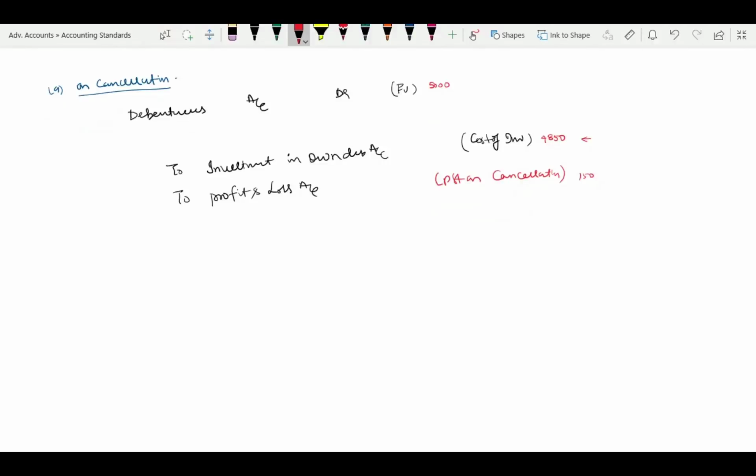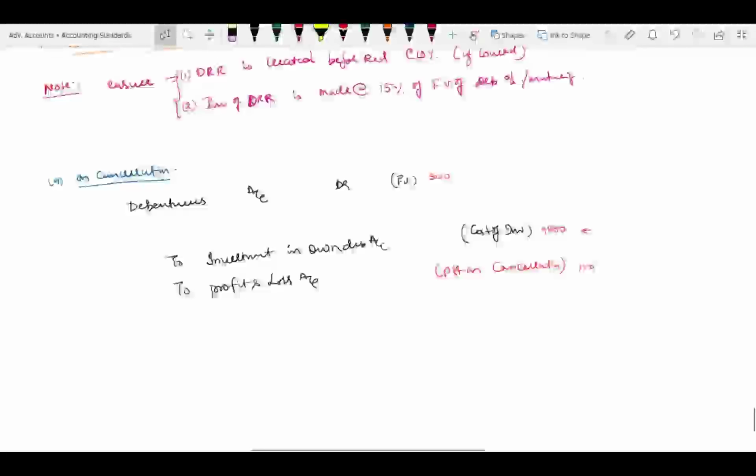Now what are you supposed to do? Look at my difference on cancellation. So before that, if you go for cancellation, one thing you are supposed to ensure, number one, is that before redemption, the sale of investment of DRR. This you are supposed to sell. Either it's a profit or loss, that normal entry will come, my dear friends. So this is on cancellation.